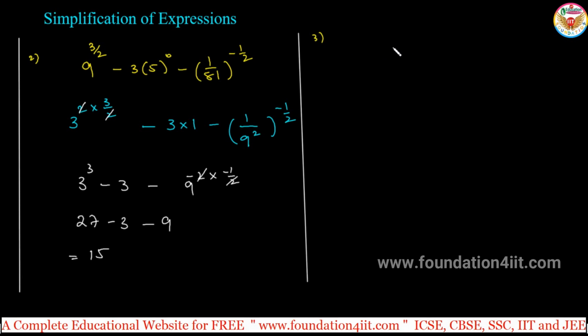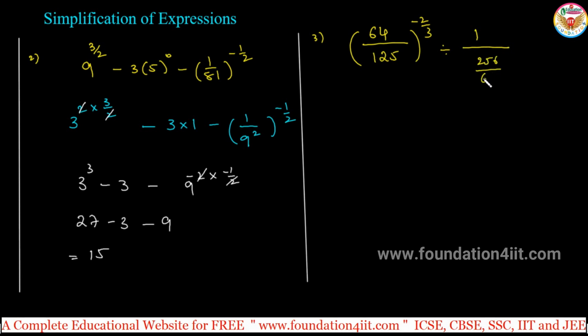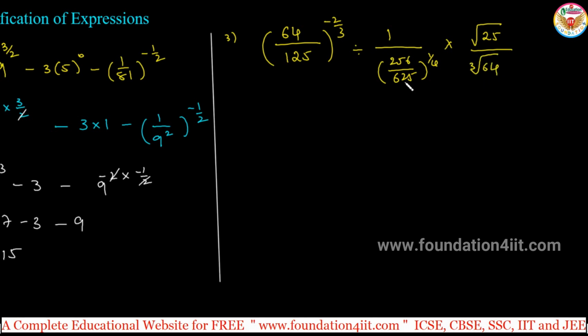Question is (64/125) to the power minus 2/3, divided by 1 by (256/625) to the power 1/4, times the square root of 25 divided by the cube root of 64. This we have to simplify.